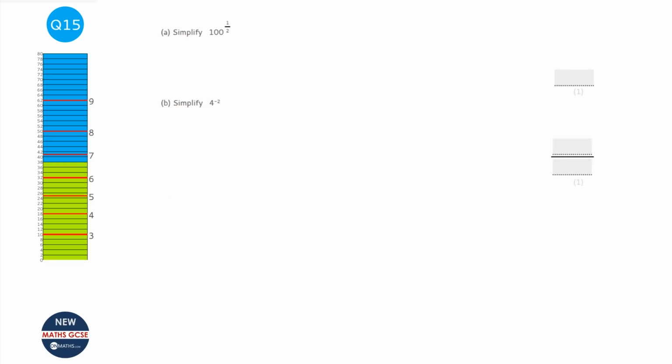Now both these questions just rely on you remembering the rules. The most common wrong answer for A is 50. Anything to the power of a half is a square root.